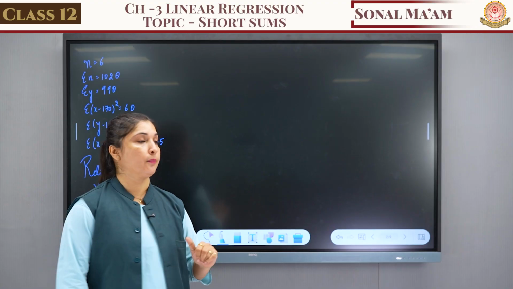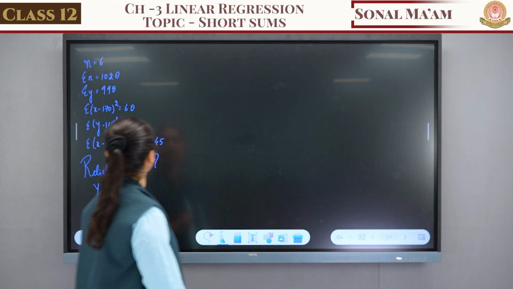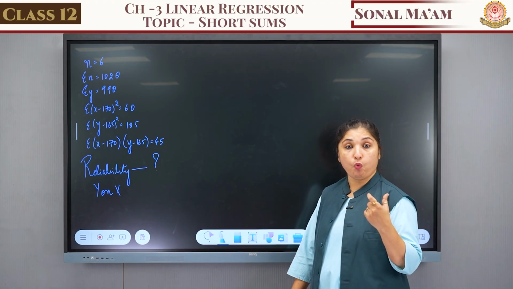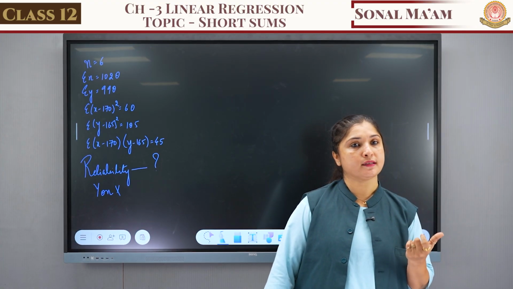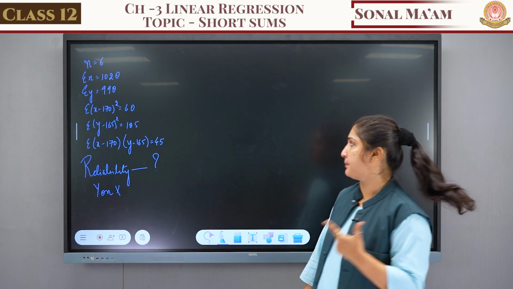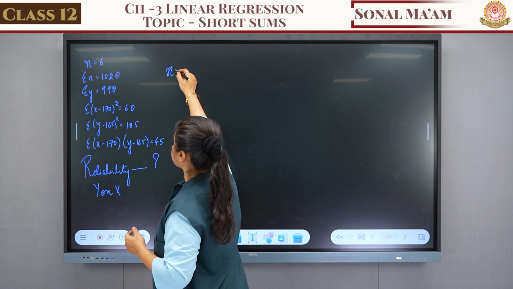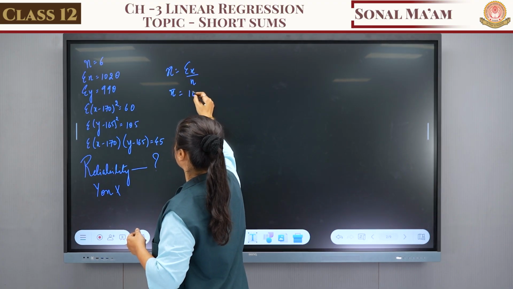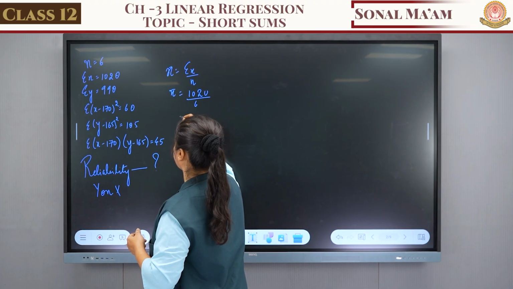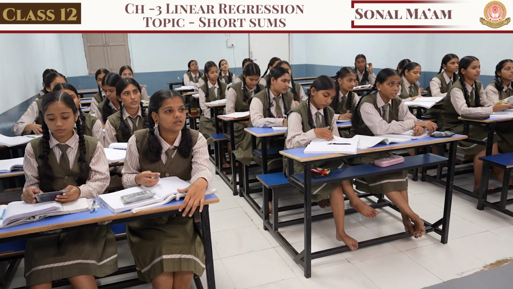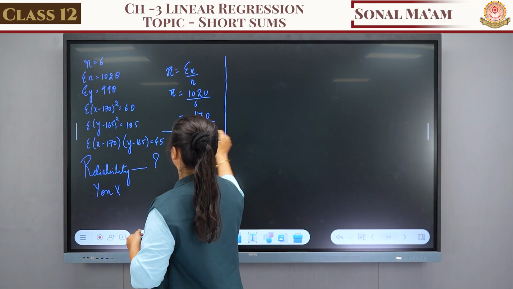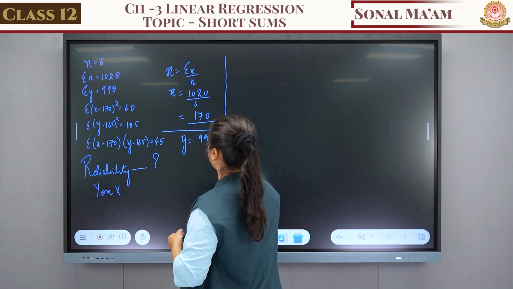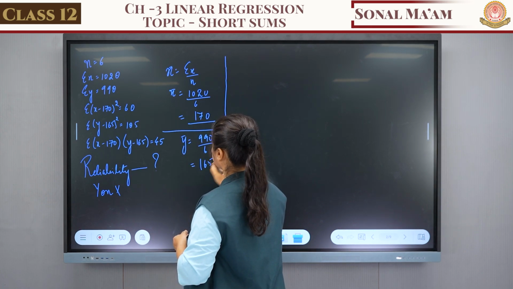What we do, the first sum, let's see what the question is. It is given summation x, summation y, and x minus 170 is given. Now what is this 170? To find out, first of all, we'll find x bar. X bar will be summation x divided by n. X bar will be 1020 divided by 6, and that comes to 170. Let's find y bar also. Y bar will be 990 divided by 6, and that comes to 165.